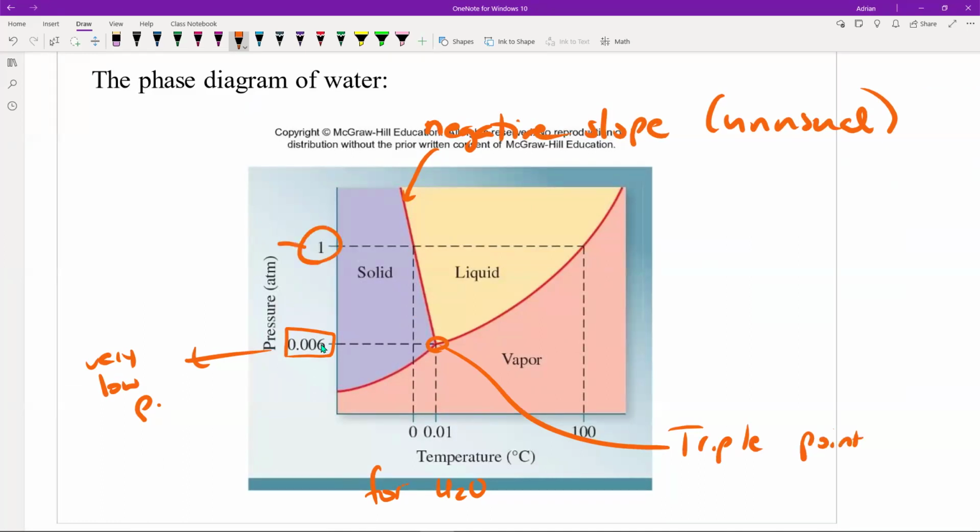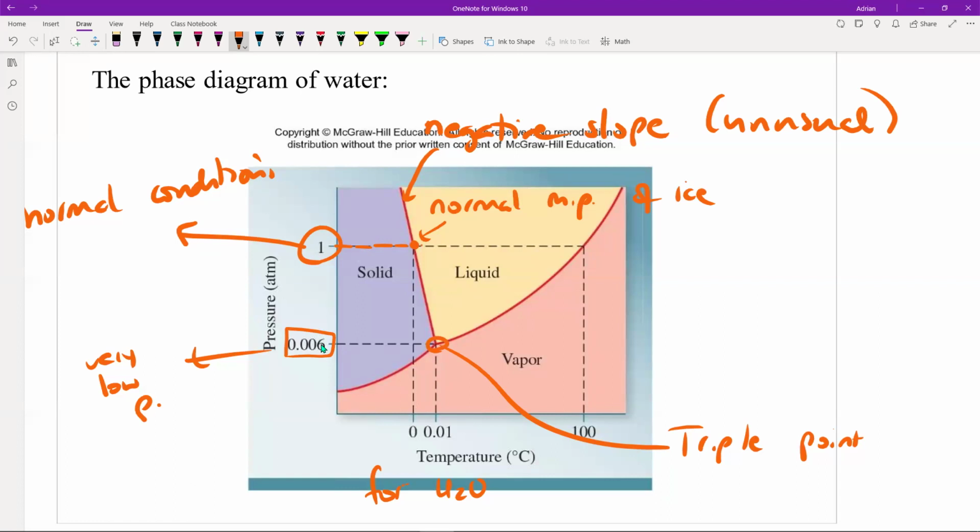A pressure of 1 atmosphere is under normal conditions. So if I were to draw a line at 1 atmosphere of pressure all the way across, I can see the temperature at which we go from the solid to the liquid phase. That would be the normal melting point of ice, or the normal freezing point of water if you're going in the other direction.